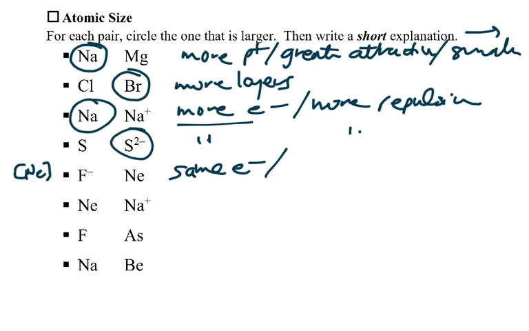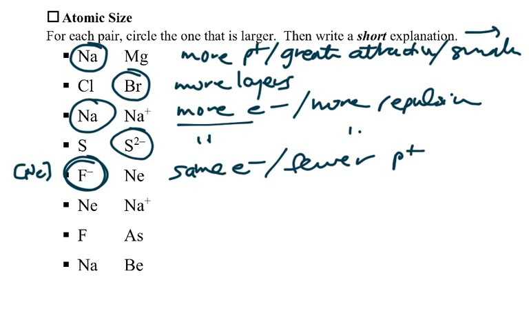Okay, who's got more protons? The more protons you have, the smaller you're going to be. The fewer protons you have, the larger you're going to be. So F minus only has 9 protons, where neon has 10. So F minus is not going to be as small. It's going to be larger, not as much attraction. So fewer protons, less attraction, larger atom.